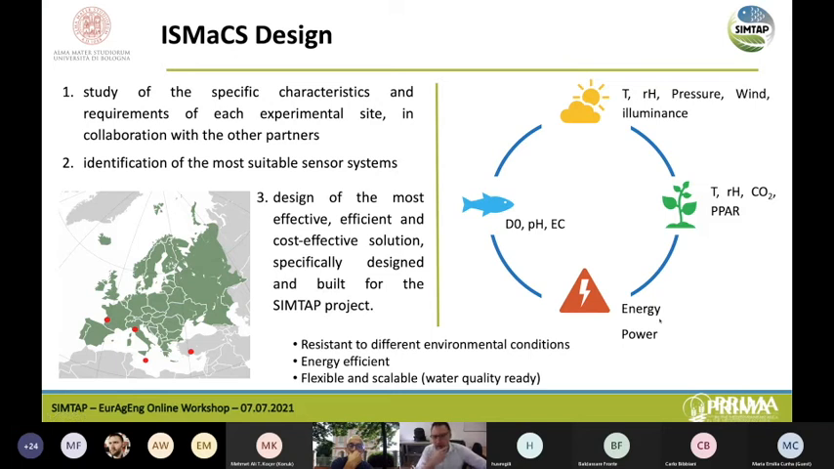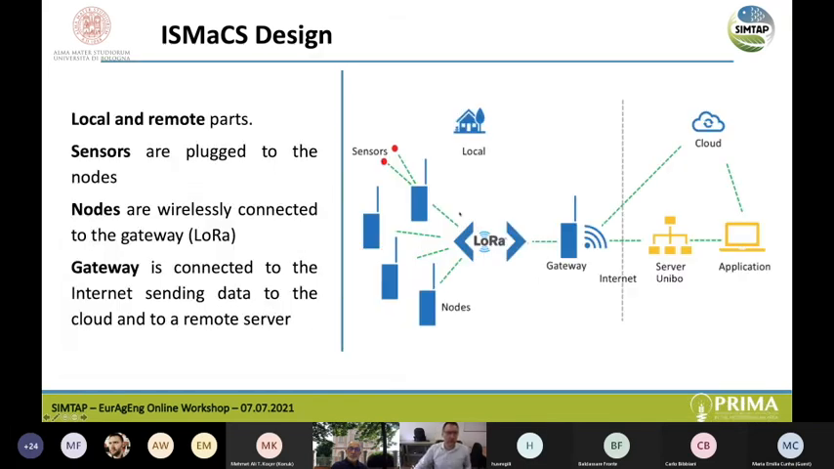Our system must be capable of resisting different and also severe environmental conditions, must be energy efficient, which means also being able to produce energy and be self-sufficient in energetic terms, and flexible and scalable. You can't see a complete list of water quality parameters here, for example, but our system is ready to implement additional water quality parameters.